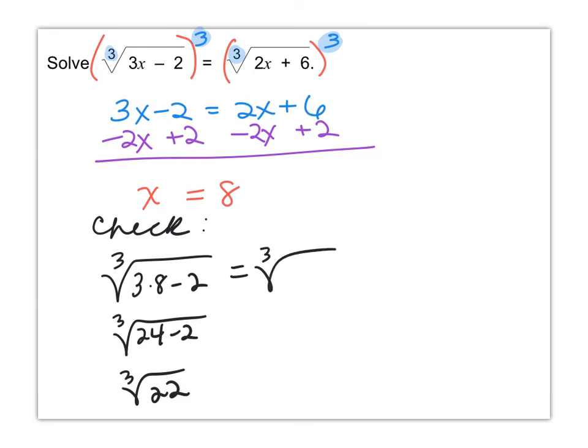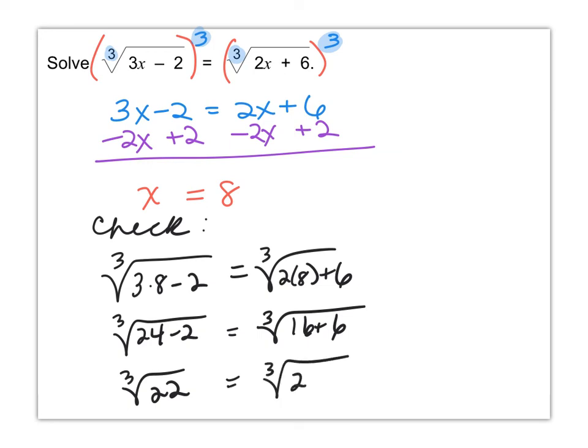The cube root of 2x plus 6, or 2 times 8 plus 6, is that equal to the cube root of 16 plus 6? And it is indeed the same. On the left side and the right side is the cube root of 22. So this is a solution to our original radical equation, and we can write our answer as x equals 8, as well as using set notation for the solution.